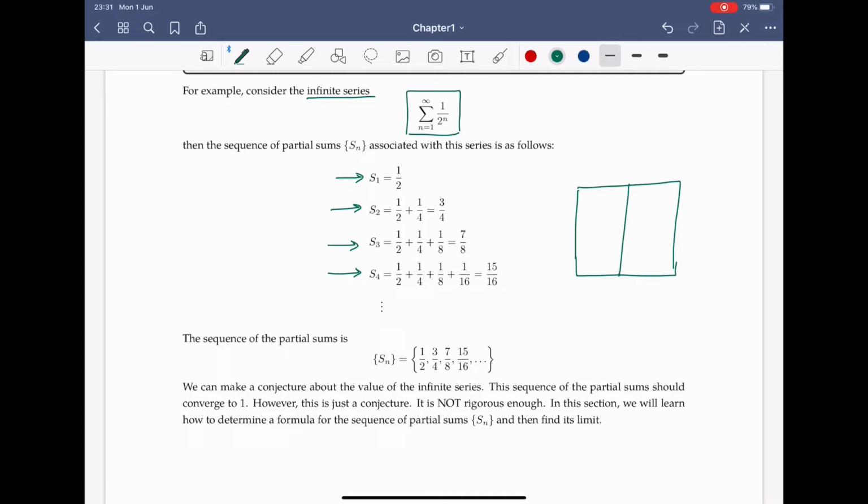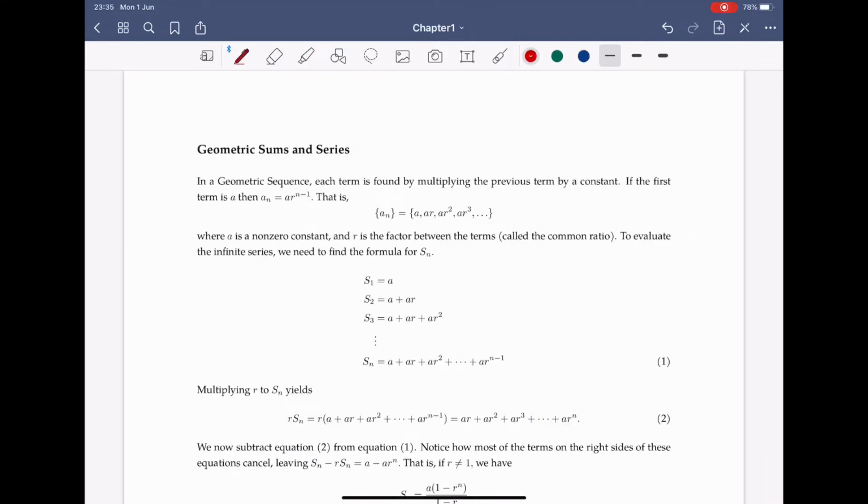So we cut half first, and then we add a quarter later, and then we just add 1/8, and we just add 1/16, and so on and so on. So at the end, you should get 1, right? And then you can see that the values that you have here are just 1/2, 3 over 4, 7 over 8, 15 over 16. It's just getting close to 1, right?